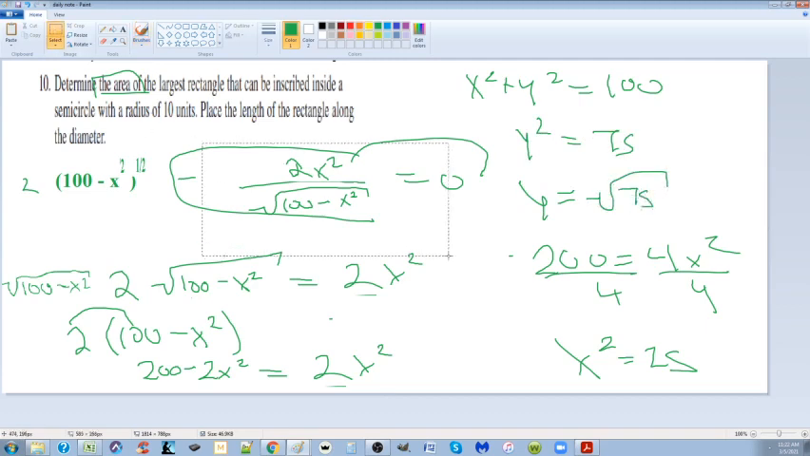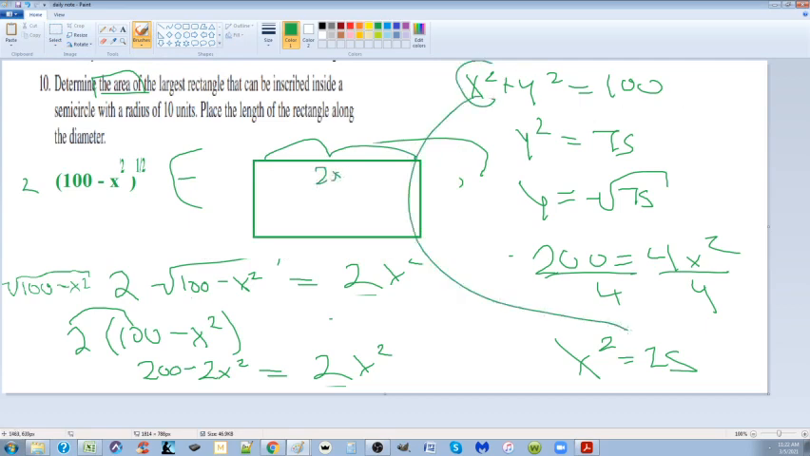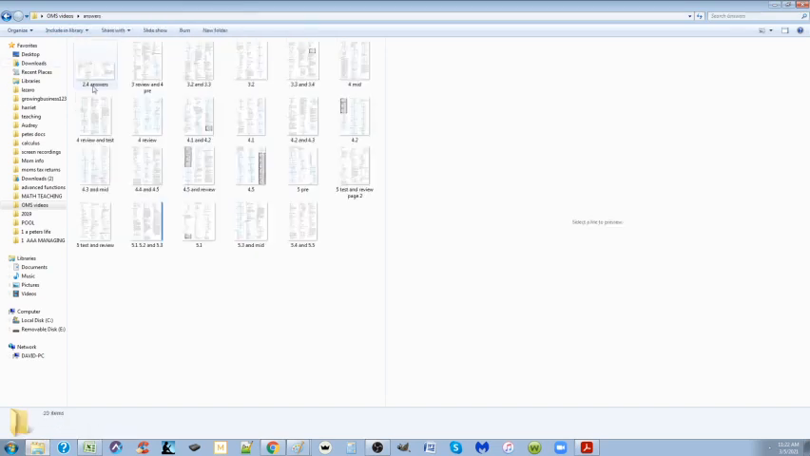But you have to go back and remember that our dimensions of the square along the top here are actually 2x. And our x was 5. So the dimensions here are 10 by square root of 75. Not 100% sure on that answer. I'm actually going to go check that answer right now and see if I've got that.